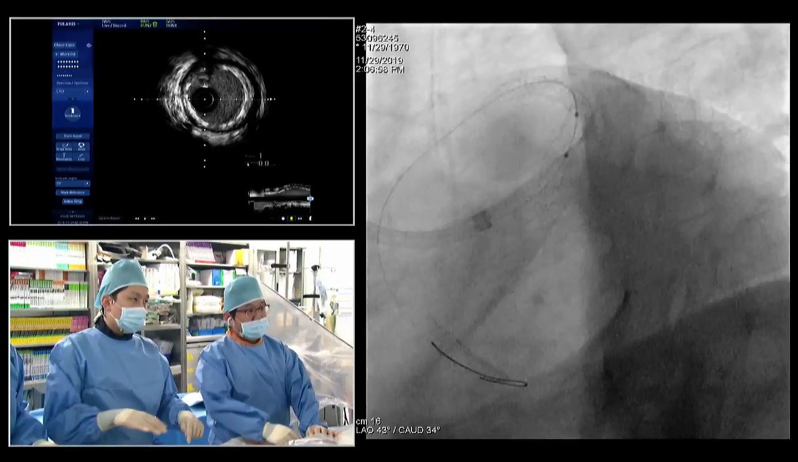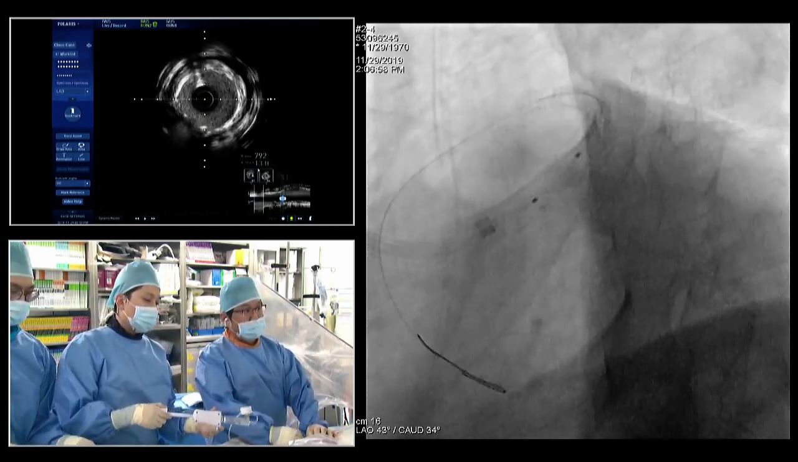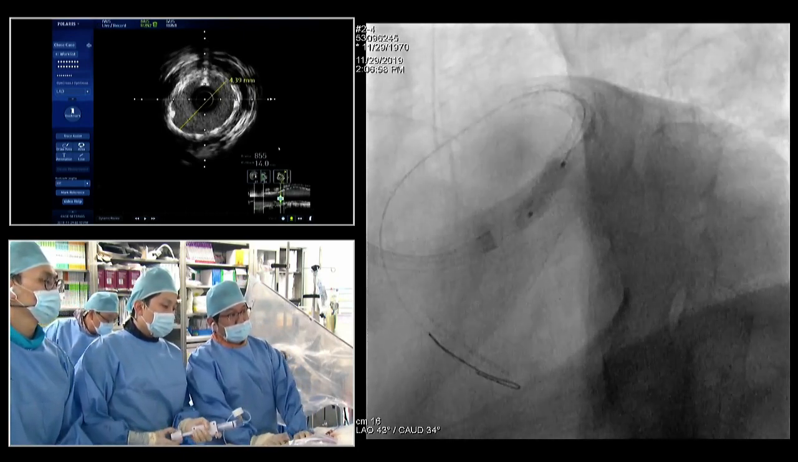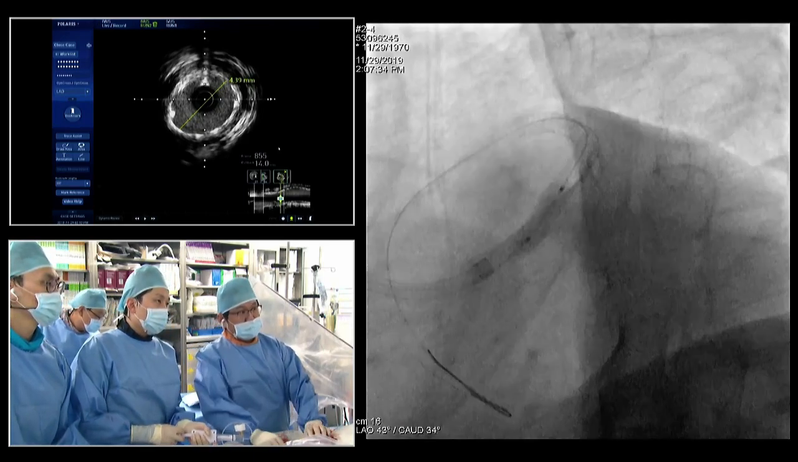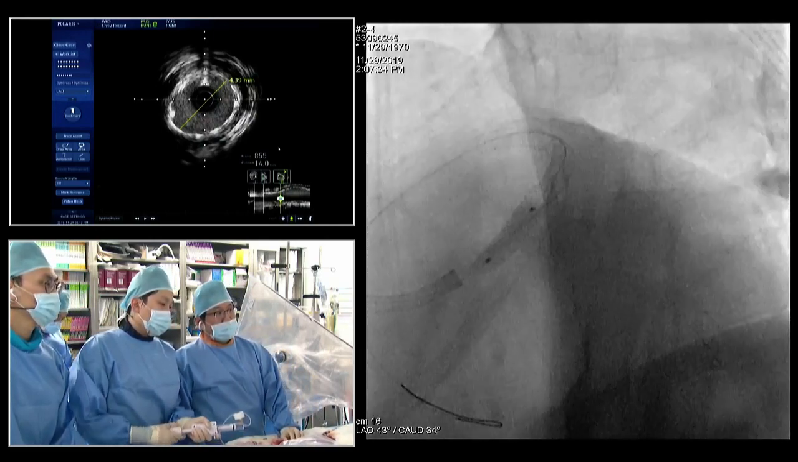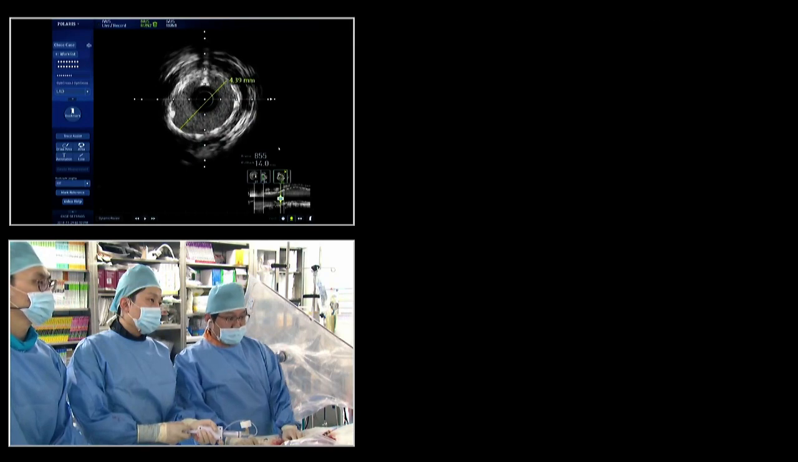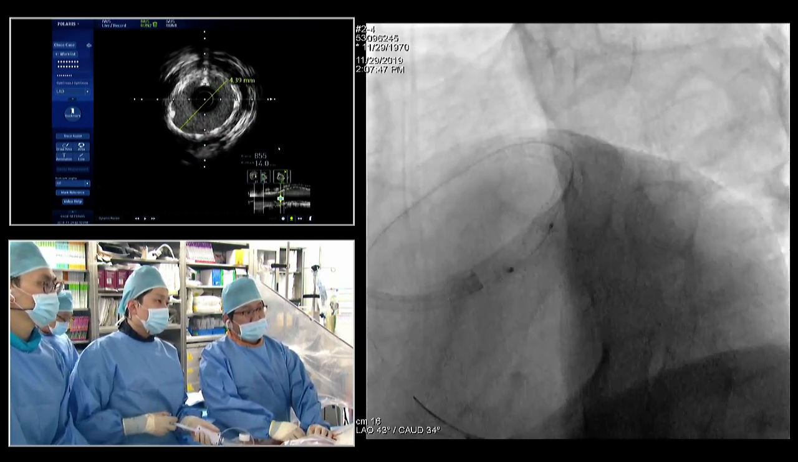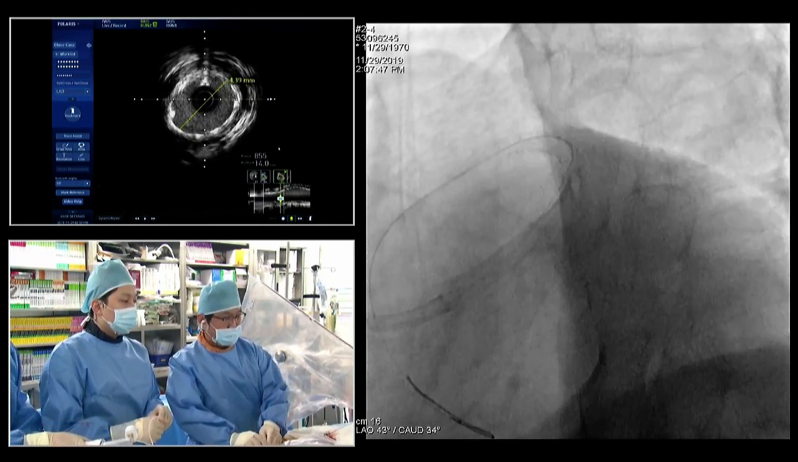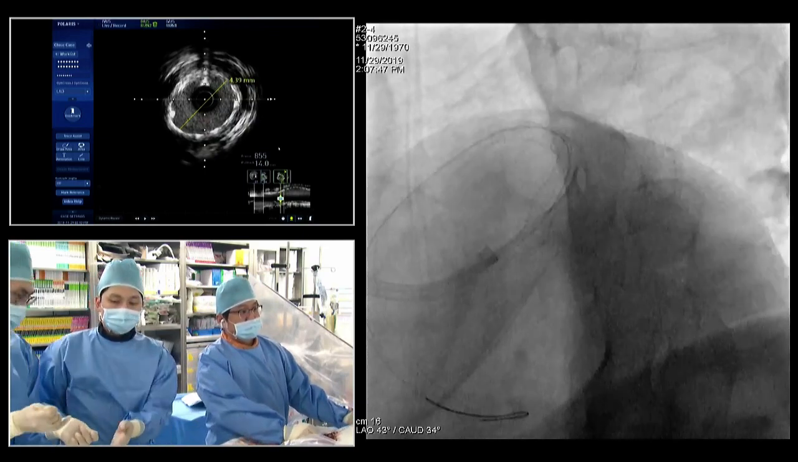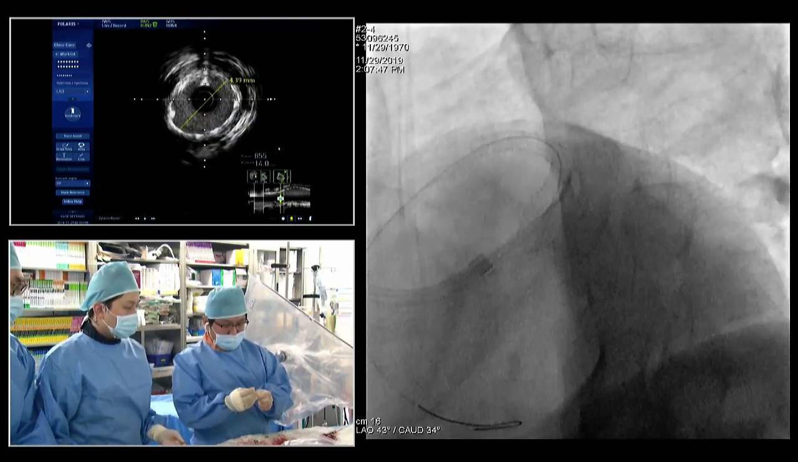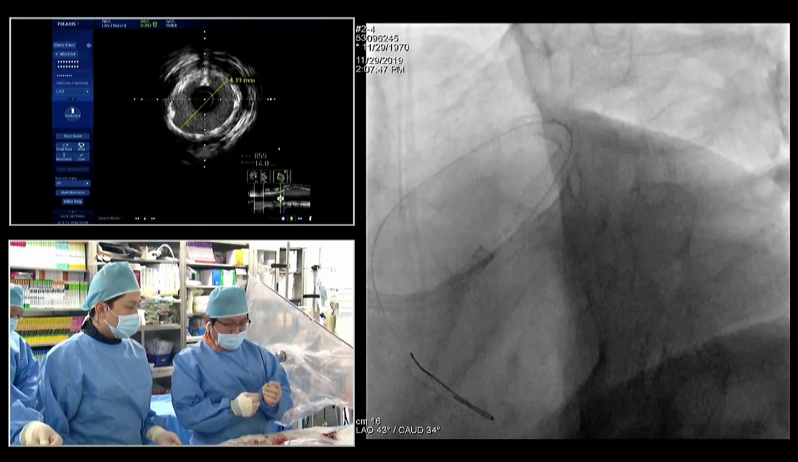After confirming that there is no indentation in the circumflex ostium, I removed the whole system from the LAD, and then I would like to do the circumflex stent crush using the high pressure balloon. Inflation. Left main is more than 4.5. We can inflate more. 20. Deflation. And then I would like to insert the wire to the circumflex. Please give me the wire. If the LAD stent is well opposed and optimized, then rewiring would be easier.